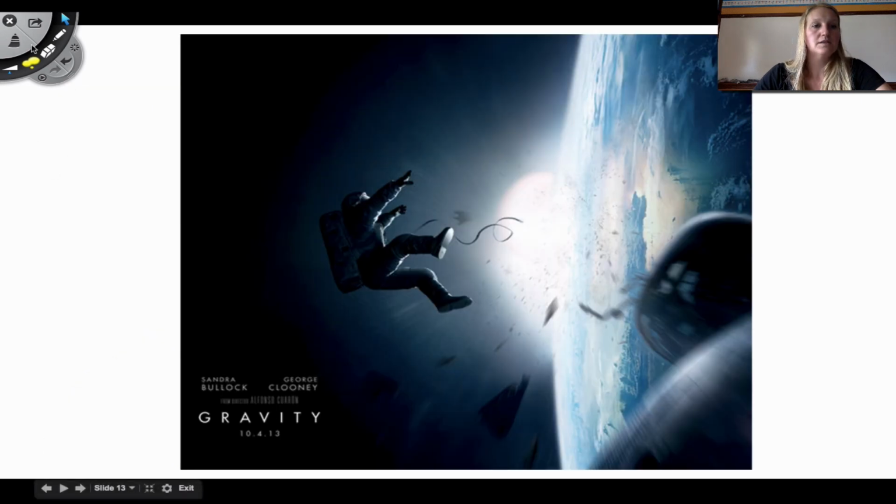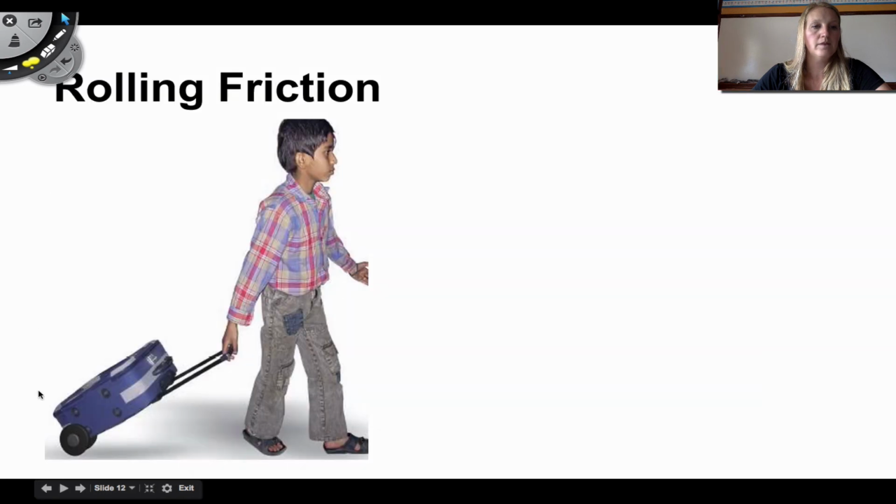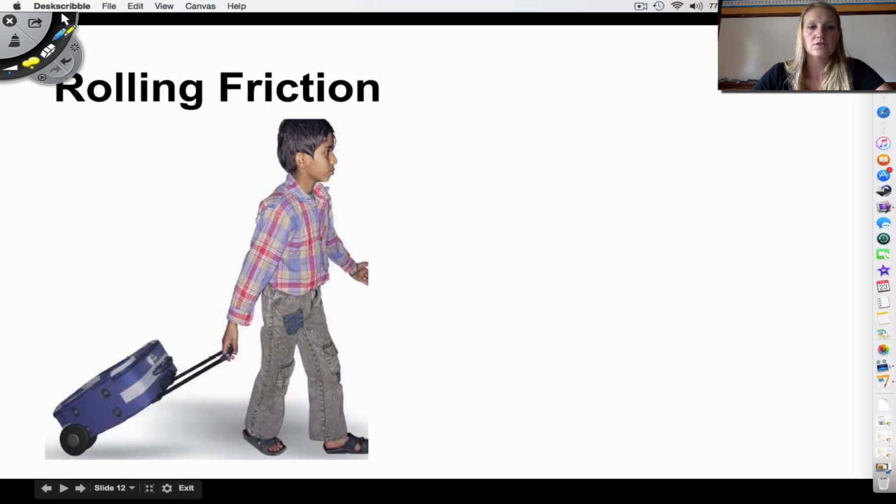And this one, let's go back here. Sorry, I'm skipping ahead here. And rolling friction occurs when an object rolls across a surface.